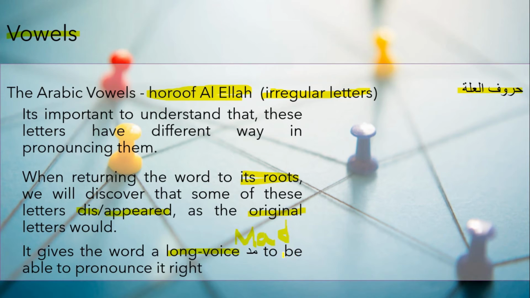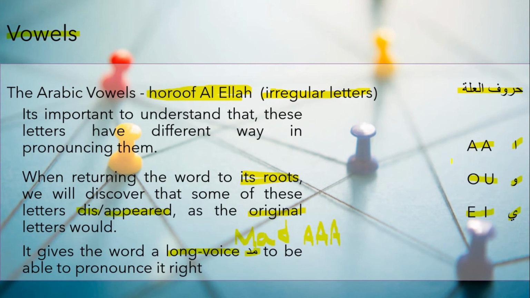You know, when there is a harf al-illa and then the diacritical mark, for example, then it will be al-rawi. So ra here will have the diacritical mark of fatha. So you would say al-rawi. There will be mad, like as I wrote here. So these are huruf al-illa. These are the irregular letters in Arabic, which are the vowels.